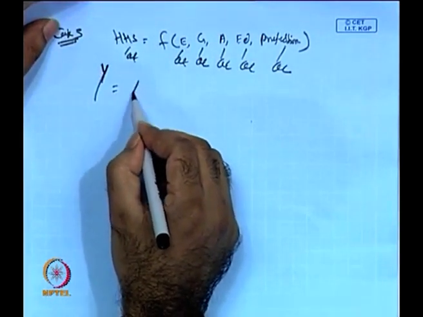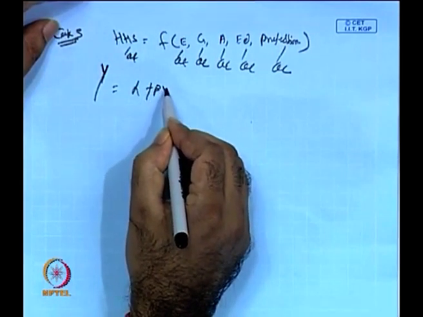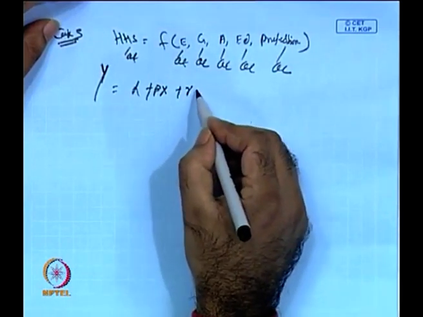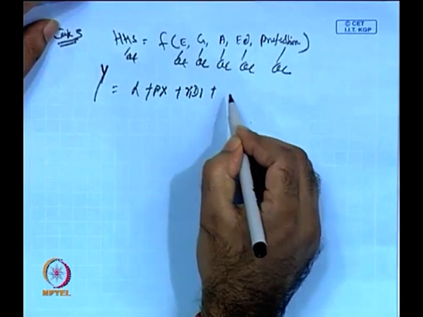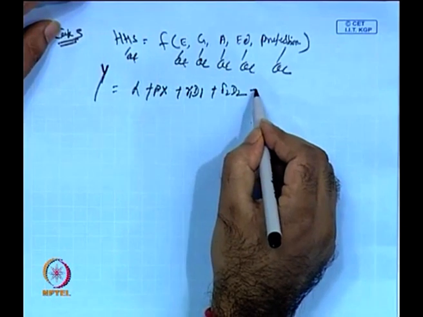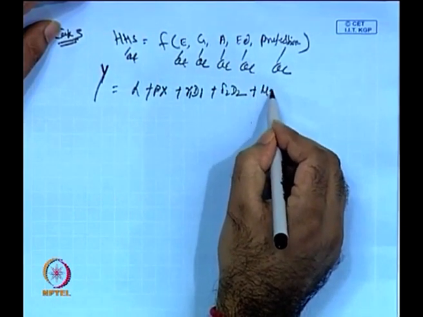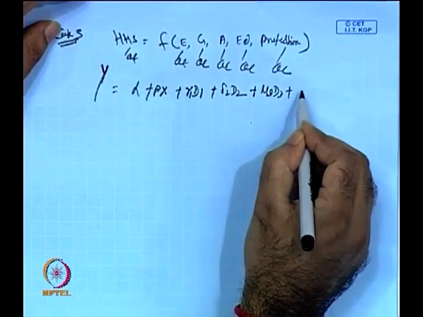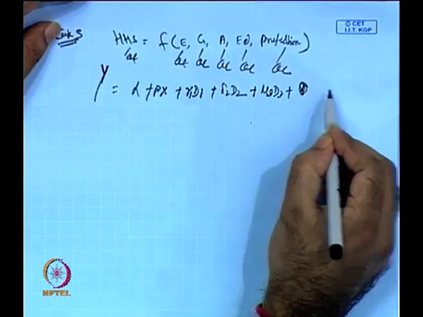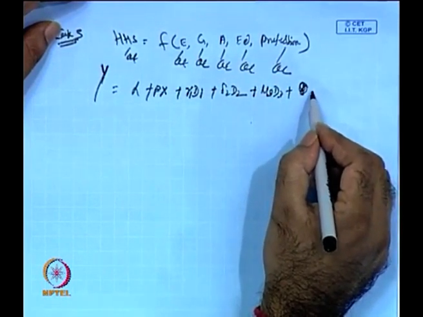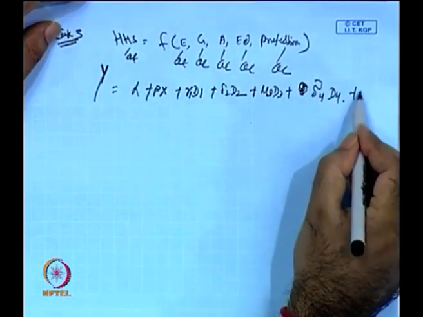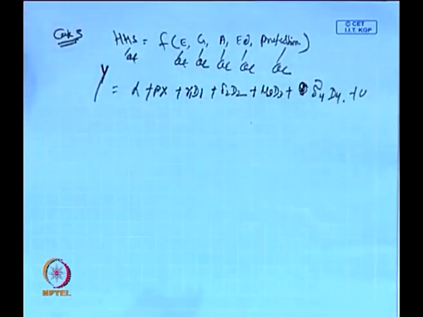y equal to alpha plus beta x, okay, plus gamma 1 d 1 plus delta 2 d 2 plus mu 3 d 3 plus zeta 4 d 4, okay, plus u.